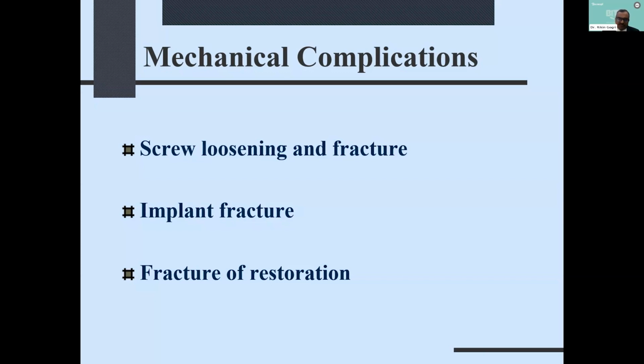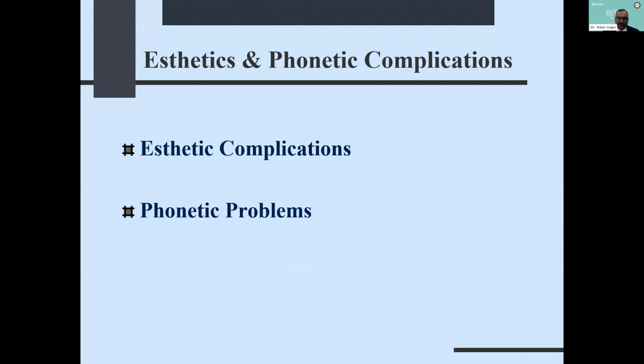Fracture of the restoration: if the restoration fractures, of course, you have to go for a new prosthesis. Aesthetic and phonetic complications. So aesthetic complications: you can see that if the angulation of the implant is not good and the angulated abutment is not giving a proper result, then the aesthetics will look a little bit weird.